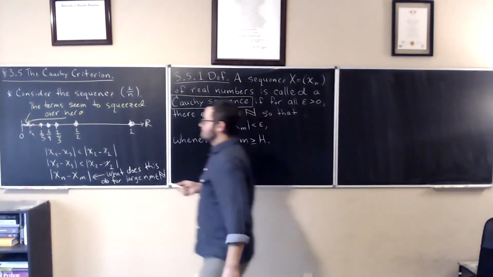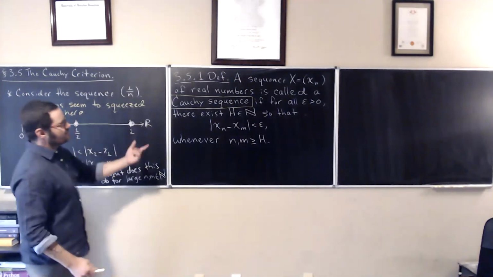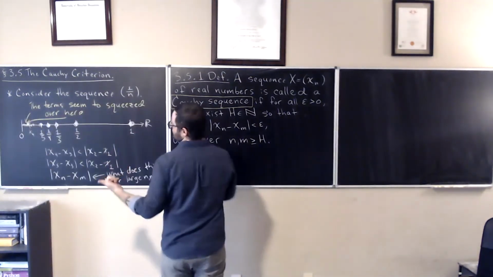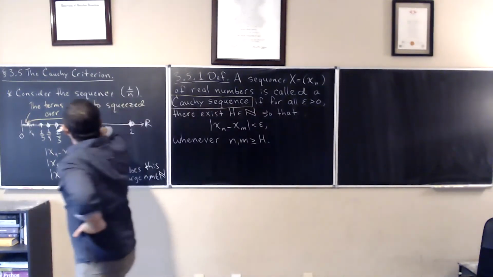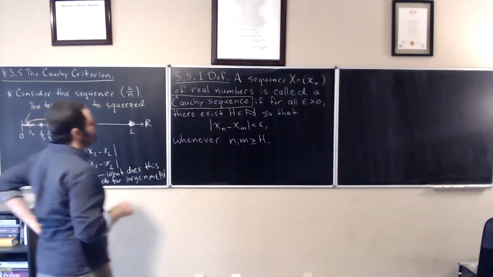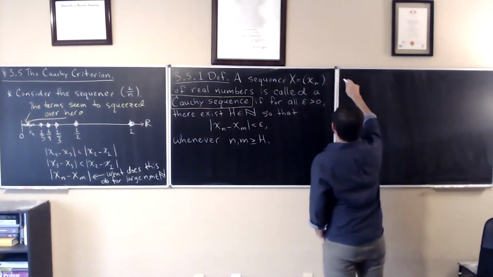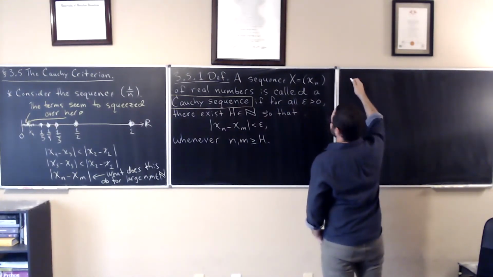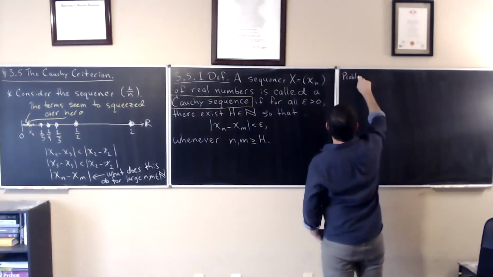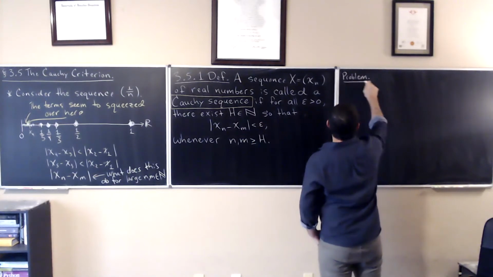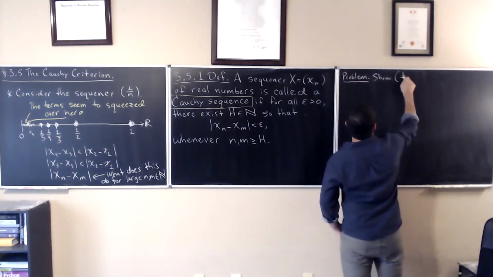So this is the definition of Cauchy. I gave you this example as motivation. We should be able to show that this is a Cauchy sequence, right? So what do we want? Let's say the problem at hand is to show the sequence 1 over n is Cauchy.